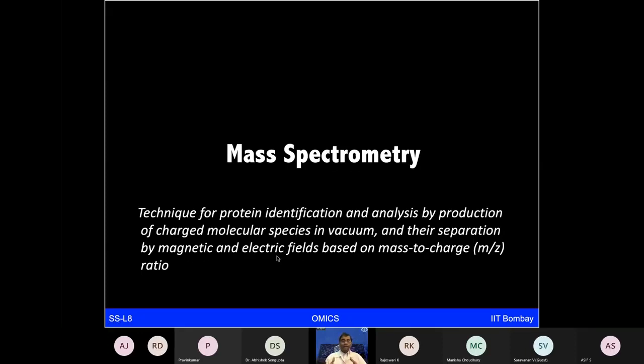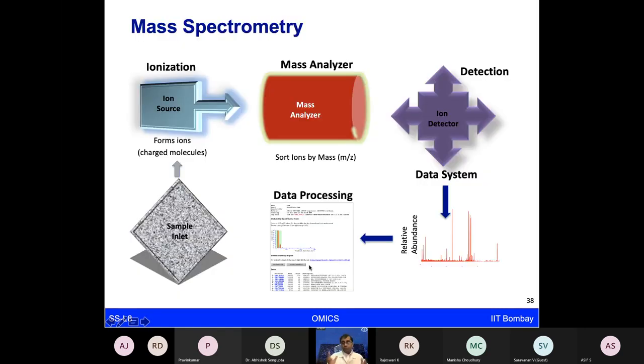So unlike the standard balance which you are using to weigh your compounds just to look for the mass, here you are looking at the various ions and their mass to charge ratios and going to use that information for further deriving your peptide sequence and use that for database search.